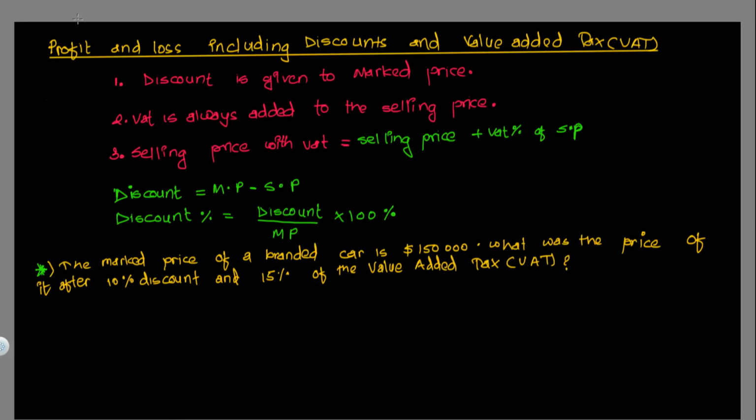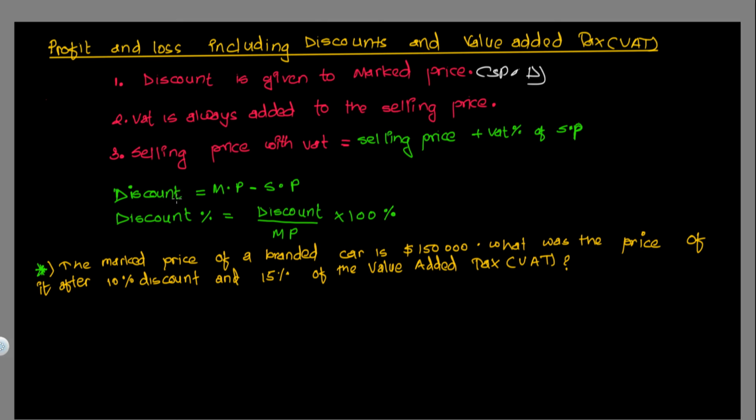Now let me tell you about profit and loss, including discounts and value added tax, VAT. Discount is always given to the mark price. Mark price is a list price which is assigned to an item or article. On that amount the discount is given, whereas VAT is added to the price we get after the discount. So whenever we get the SP after discount, we add VAT to that SP to get the selling price with VAT. In equation form, selling price with VAT is SP plus VAT percent of SP.